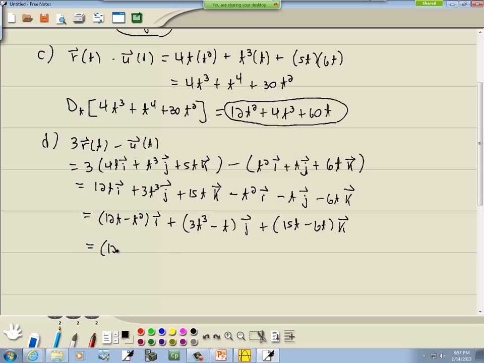So this becomes 12t minus t squared i plus 3t to the third minus t j. 15t minus 6t gives us 9t. So 9t k.